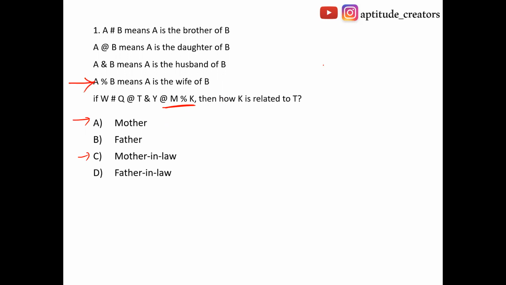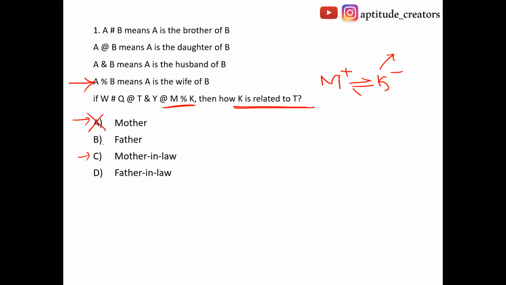M is the wife of K. Correct? Now what is the question? He is asking how K is related to T. Here K must be the male person. Here females I'm indicating as plus and males as minus, because females are always positive. Correct? Okay. Now here, yes, K must be the male person.